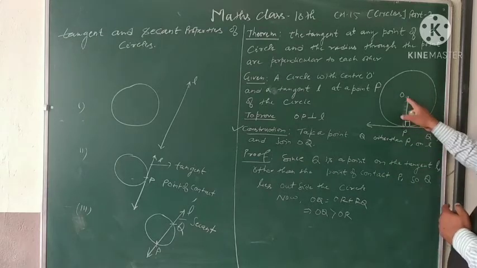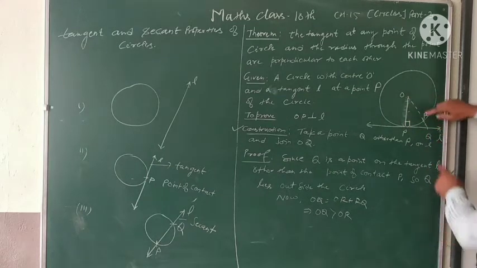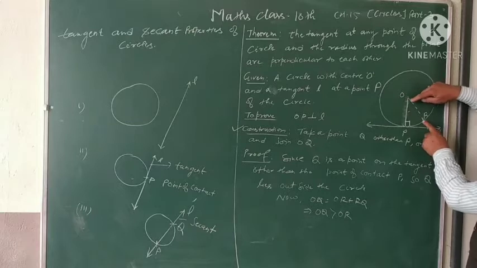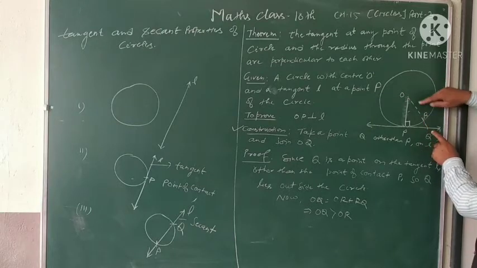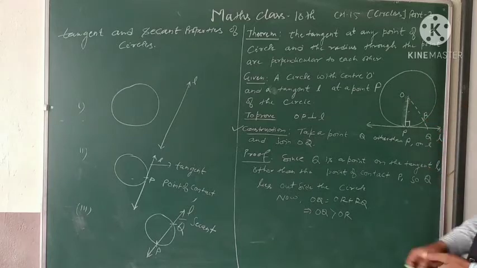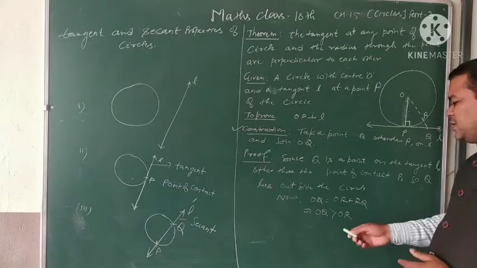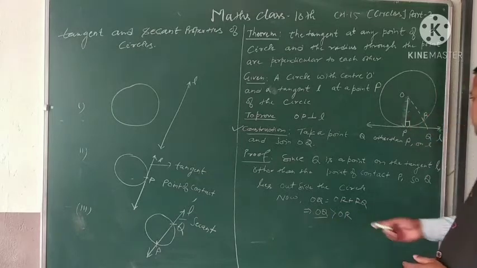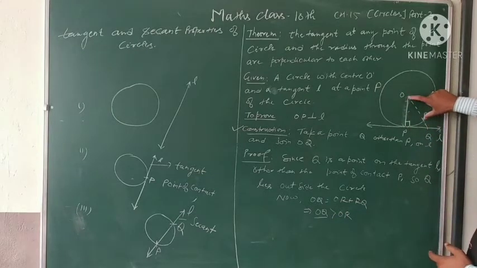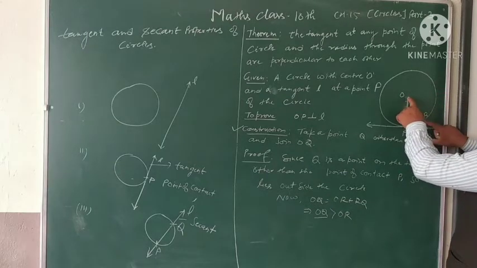So here we can write OQ. We know that OQ is the sum of OR plus QR. In this way, OQ is equal to OR plus RQ. It means that OQ is greater than OR. Getting it? It means OQ is greater than OR.